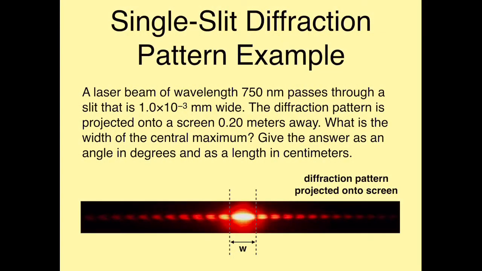Okay, so let's take a look at an example. Here we have a laser beam with a wavelength of 750 nanometers passing through a slit that is 1.0 times 10 to the minus 3 millimeters wide. So it's a very tiny little slit. The diffraction pattern is projected onto a screen that is 0.20 meters away. What is the width of the central maximum?